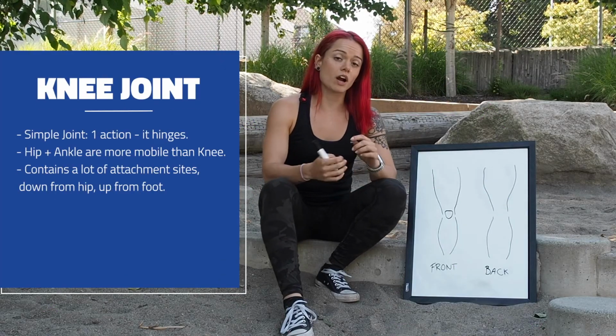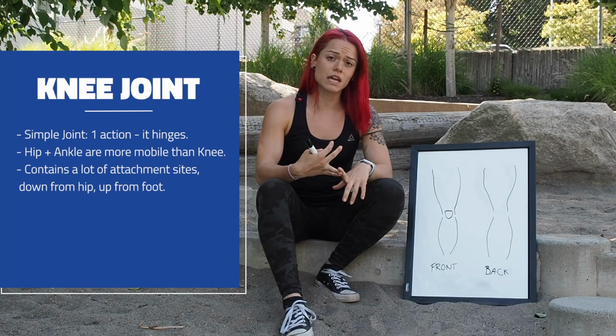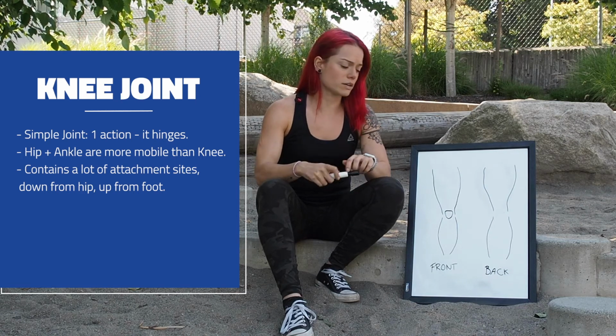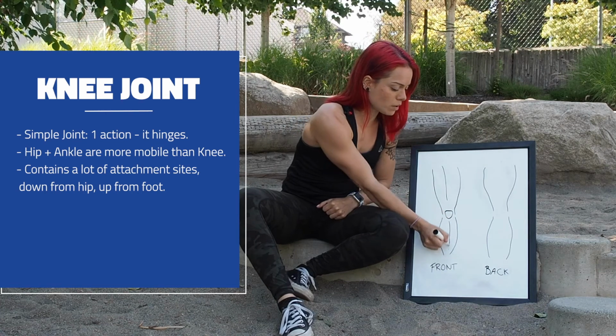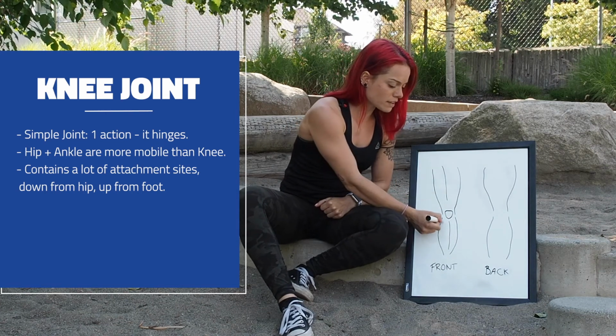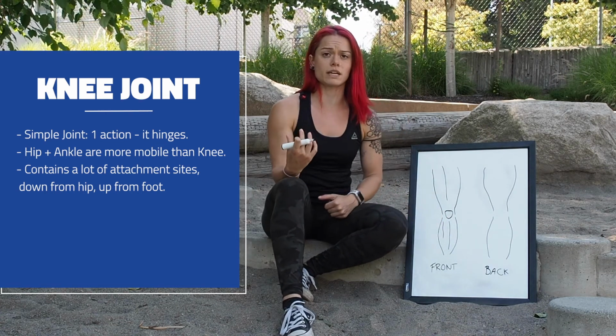Our knee joint is a relatively simple joint. It's where our femur and tibia meet, and we also have the fibula that meets here as well. So we have our femur, which is the top bone, and our tibia, which is the bottom bone, and then we have this little guy along the side to help support that tibia.